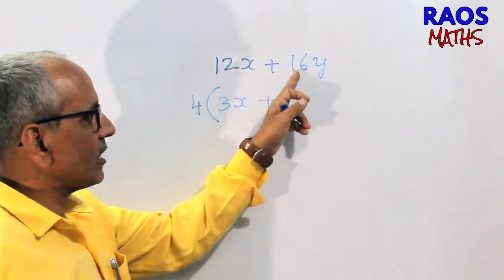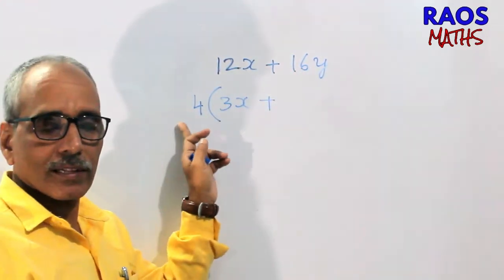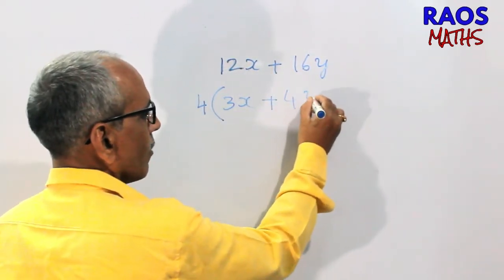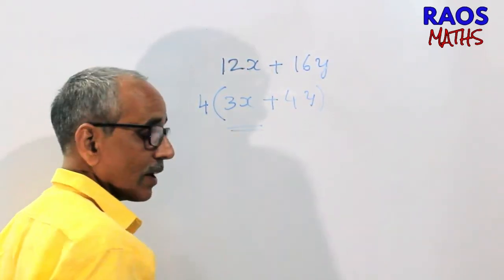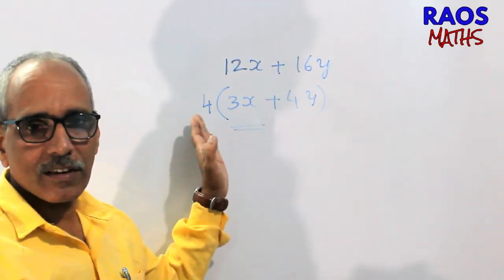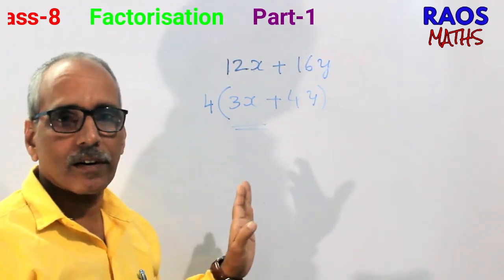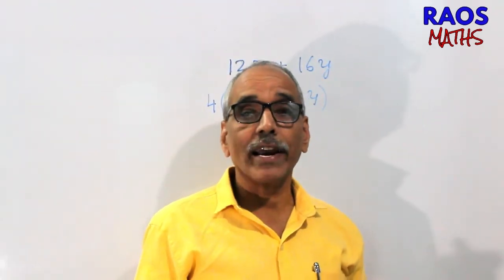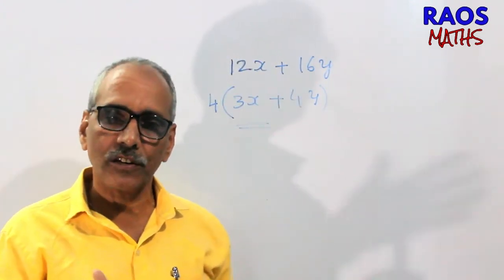Plus, for 16 also I took the common factor 4. What are the other factors for 16? 4 4s are 16. 4, followed by y. So your factor is the binomial. Simple, by using the HCF idea. So factorization is very simple if you know the idea of HCF of two numbers instantly.